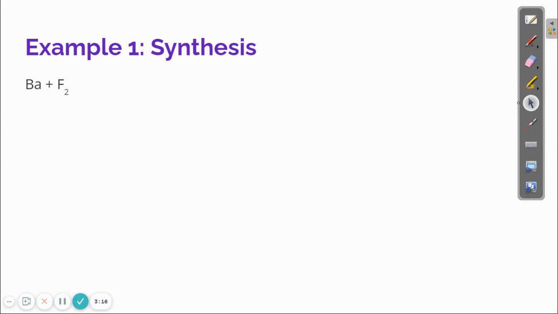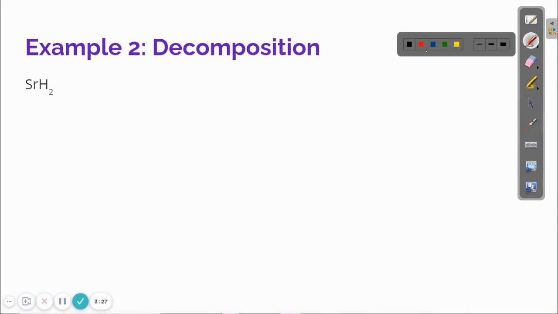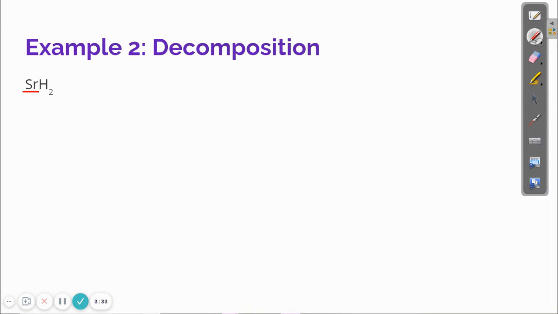All right, our next one is a decomposition reaction. So decomposition is the opposite of a synthesis reaction. We're going to have one thing become 2 separate things. So strontium and hydrogen here. We're going to say strontium is red this time, and hydrogen we're going to make blue. And we're going to separate them. So strontium plus hydrogen. They're becoming their 2 separate items.